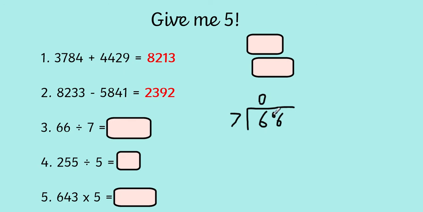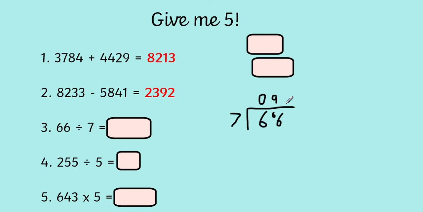What we're going to have to do then is find a number near 66 in the 7 times table. So let's count down. 65, that's not in the 7 times table. 64, that's not in the 7 times table. What about 63? Is that in the 7 times table? I think it might be. I think that 7 times 9 is 63. So I'm going to put 9 here.